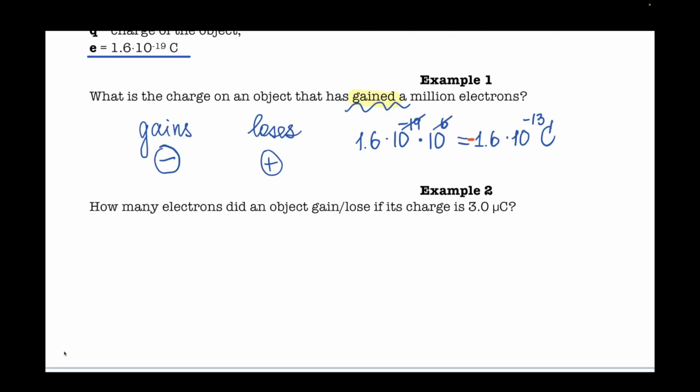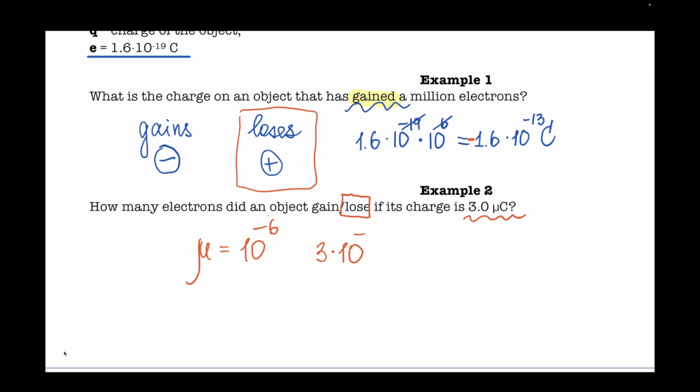Example 2: how many electrons did an object gain or lose? So first, did it gain or lose? If they didn't put a minus in front of our charge, that means that it's positive. And if it's positive, that means that our object lost electrons, so we are going to use lose. So the electrons are lost. How many? Remember, little mu is 10 to the negative 6th, so my charge is 3 times 10 to the negative 6 coulombs.